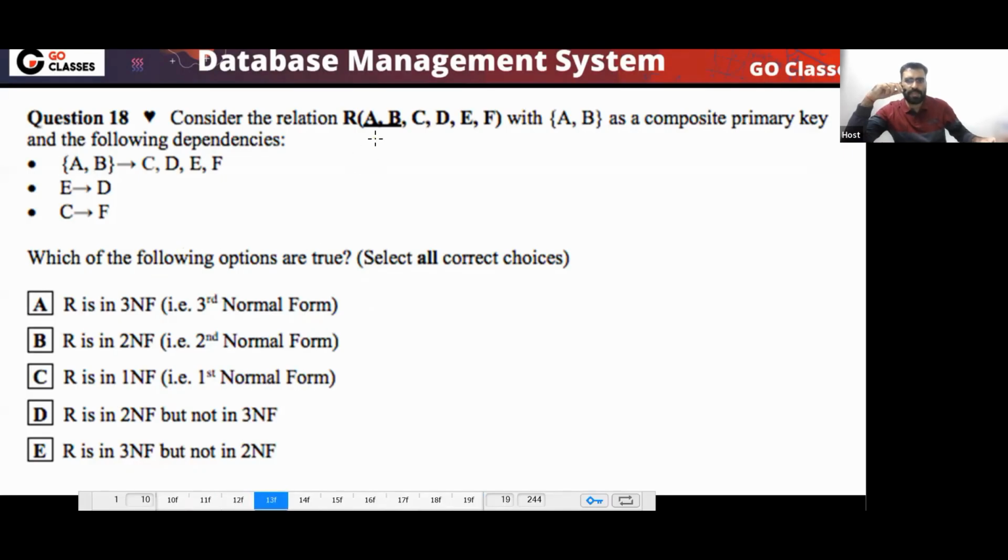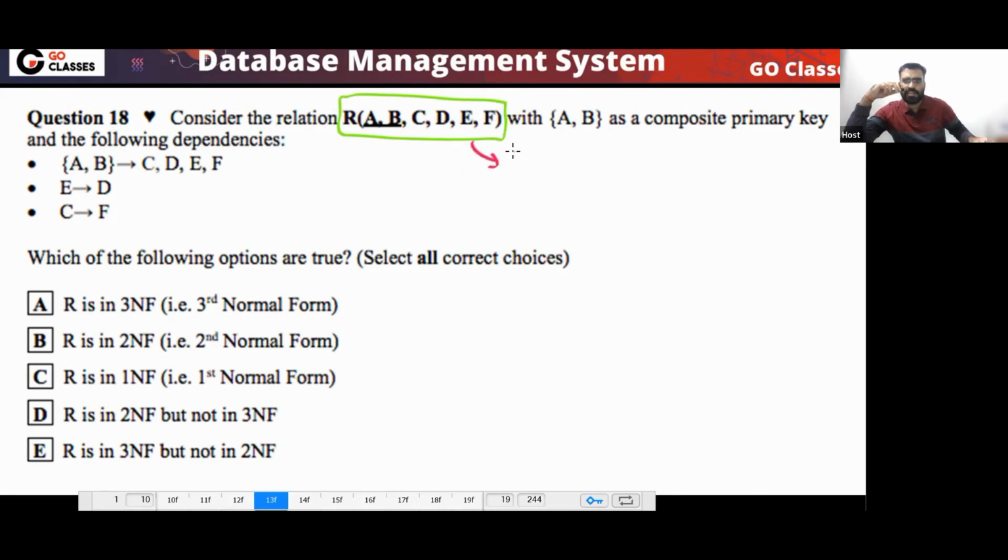So let's see this. In this question, a relation is given to you. In this relation, there are a total of 6 attributes: A, B, C, D, E, F. This is the relation schema. So what do we call it? We call it relation schema.